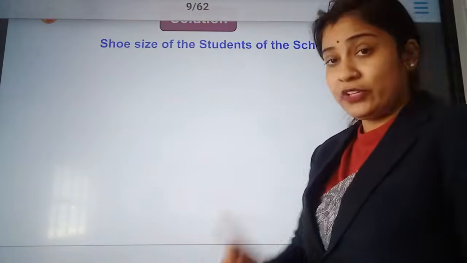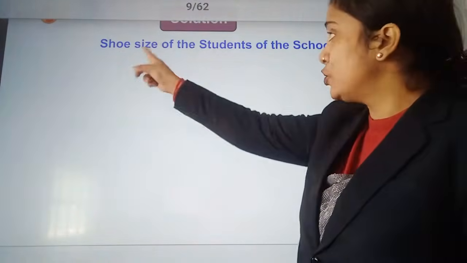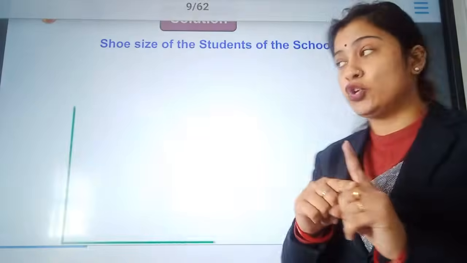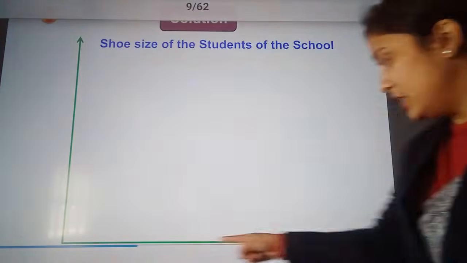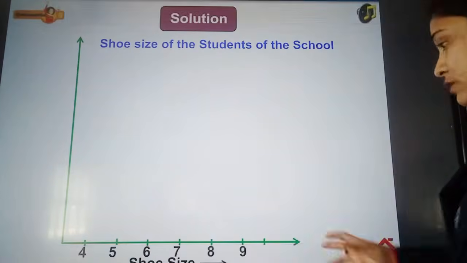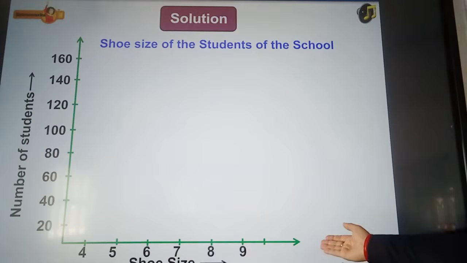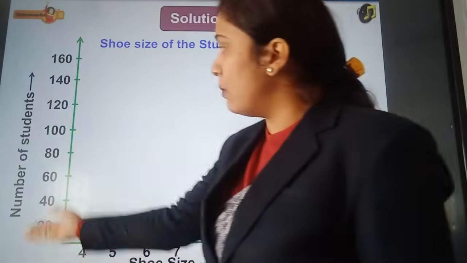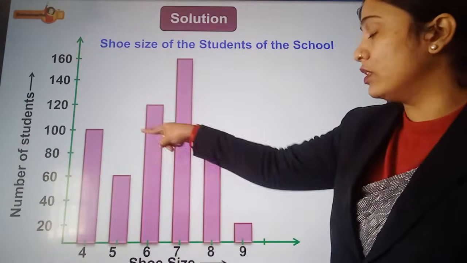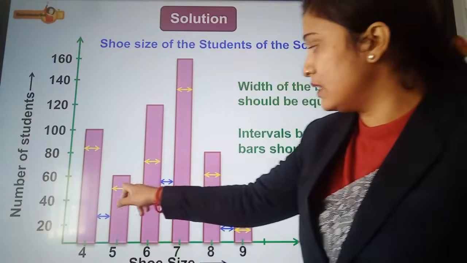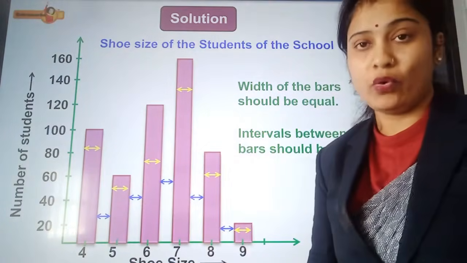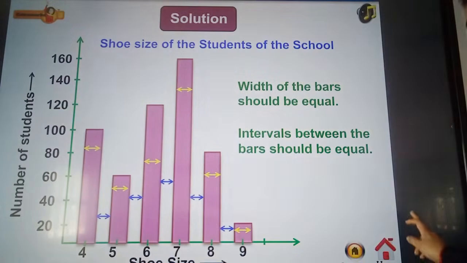Now first we have to write the title, and the title here is shoe size of the students of the school. So the title is done. Now we will draw two axes which are mutually perpendicular. Can you see these two axes which are mutually perpendicular? Now we have to select along which axis we will mark the frequency. So here along the x-axis we are marking the shoe size, and the frequency we are marking along the y-axis. Now corresponding to each shoe size we will mark it on the basis of the table. We have to keep in mind that the width and the gap should be the same for all the bars.